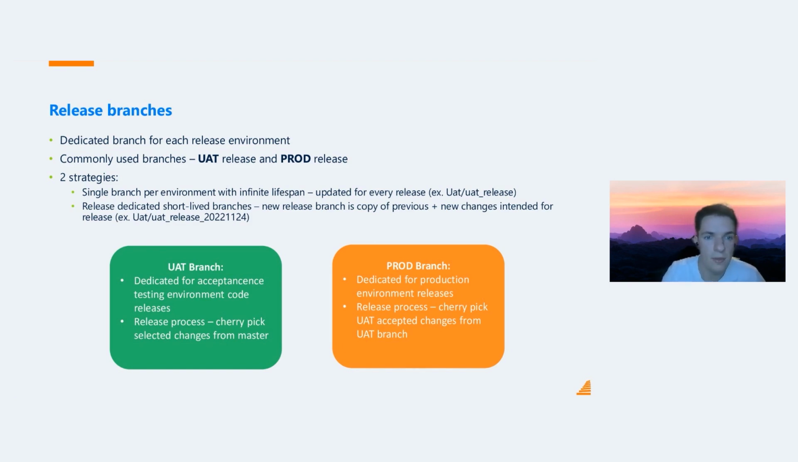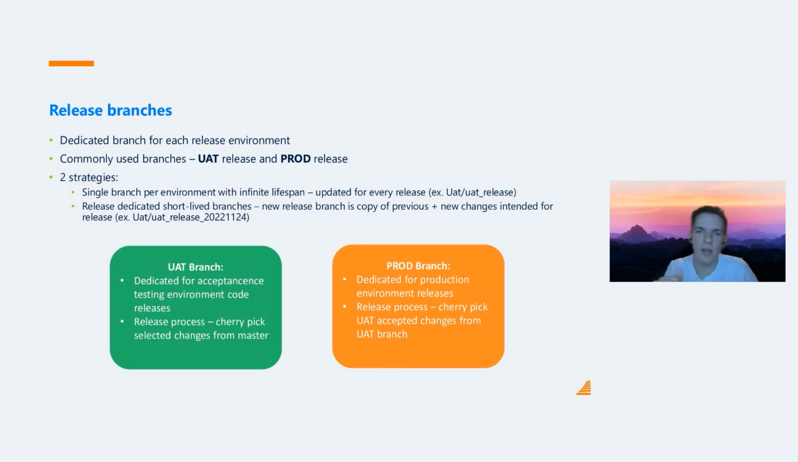Now, the UAT branch is usually dedicated for the acceptance testing environment code releases, and for the release process you basically should cherry pick changes from master. You should not merge feature branches or cherry pick from feature branches. Why? Because there might be merge conflicts that you already solved when you merged into master from the feature branch, and you don't want to resolve those conflicts anymore, right? So that's why you should cherry pick. Whenever you release something to the UAT branch, just cherry pick from master.